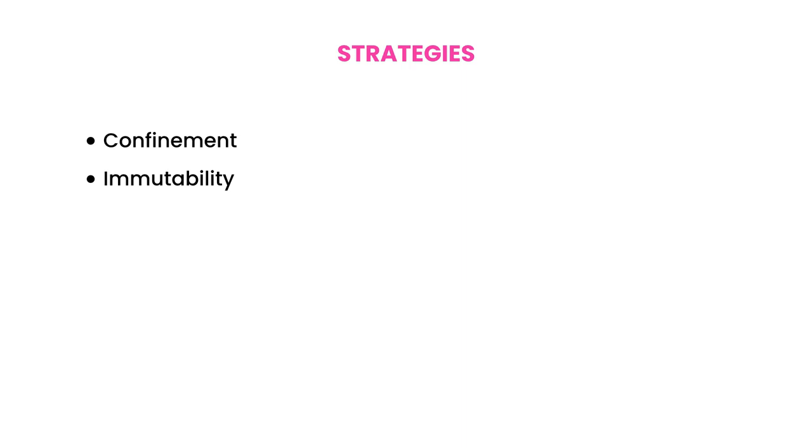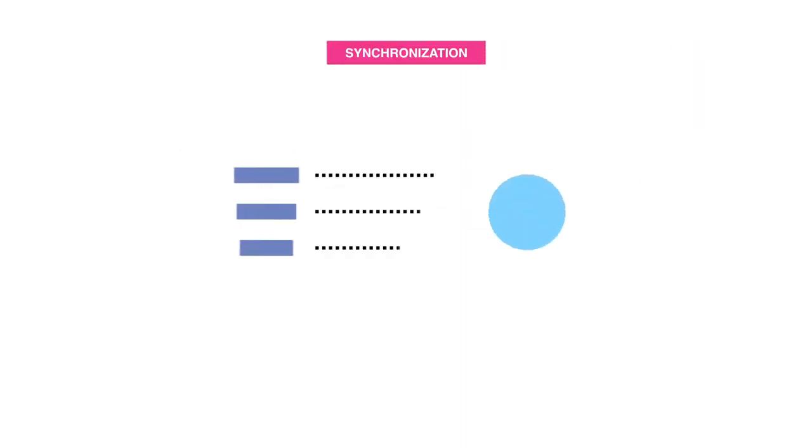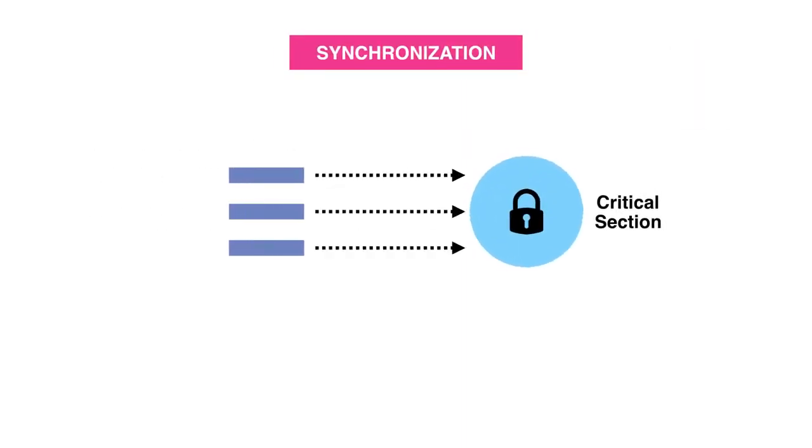They cannot modify them. Another strategy is to prevent multiple threads from accessing the same object concurrently. This is called synchronization because we synchronize or coordinate the access to an object across different threads. We do that by using locks. So we put a lock on certain parts of our code, and only one thread at a time can execute that part. Other threads have to wait.